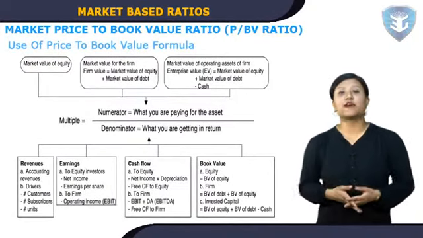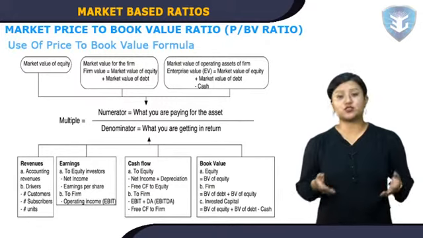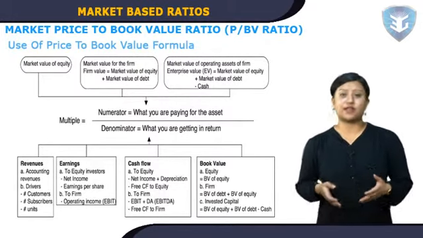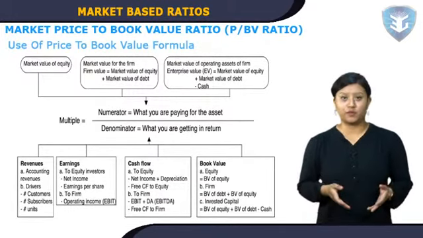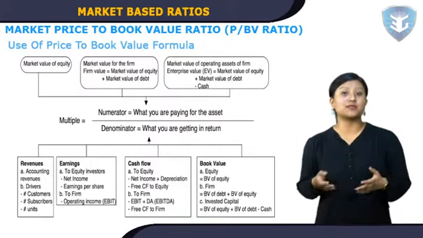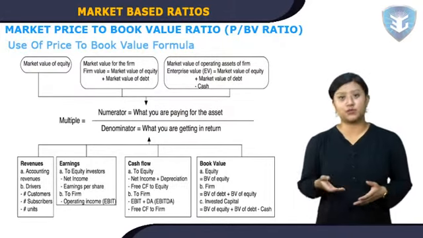The price to book value formula can be used by investors to show how the market perceives the value of a particular stock to be. A ratio over 1 implies that the market is willing to pay more than the equity per share.